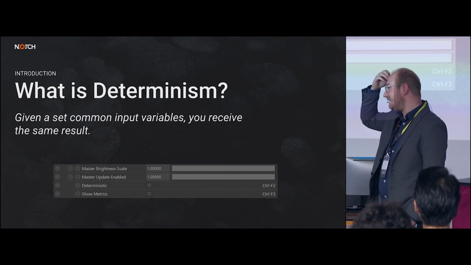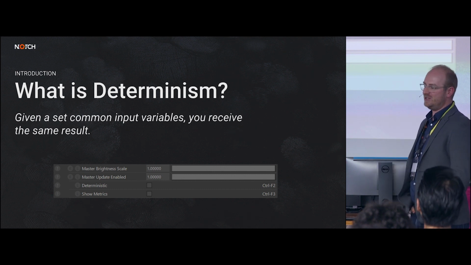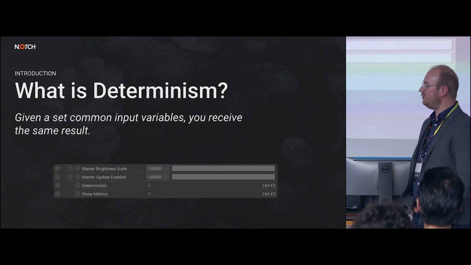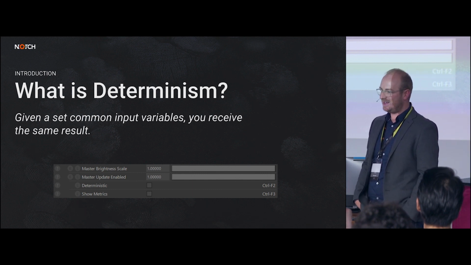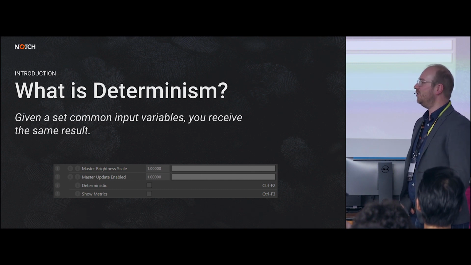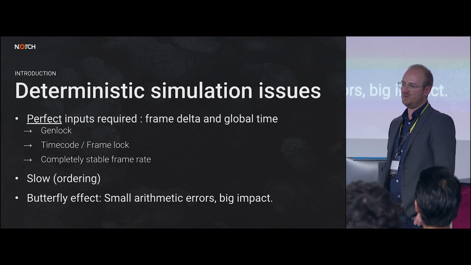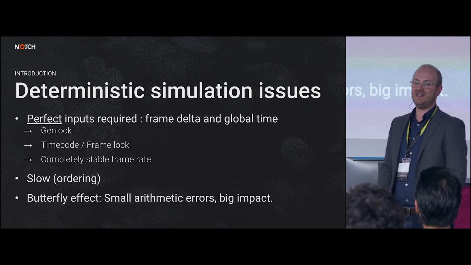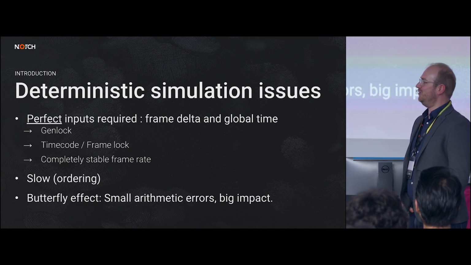At the bottom of the screen down there, you'll see a checkbox, which is in the particle root node, which says deterministic. And when you do that, as long as all the inputs are the same, you will get the same particle output on each of those machines. That's been fine and dandy, but there are some issues with it. Those inputs that we need are really, really specific. You need perfect inputs for every frame.